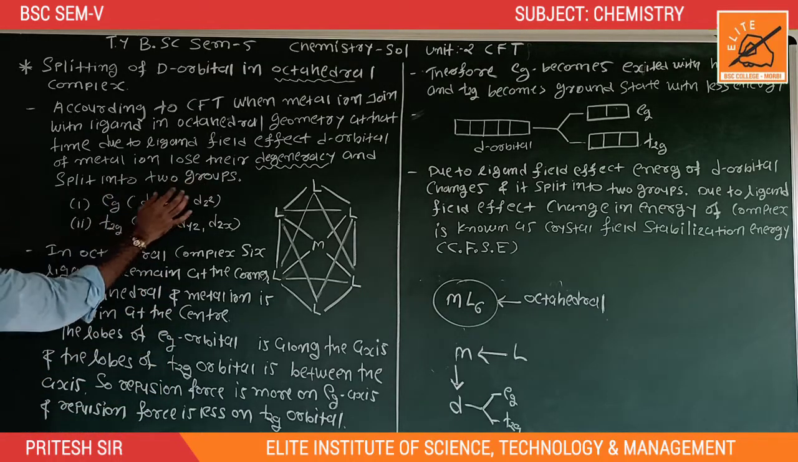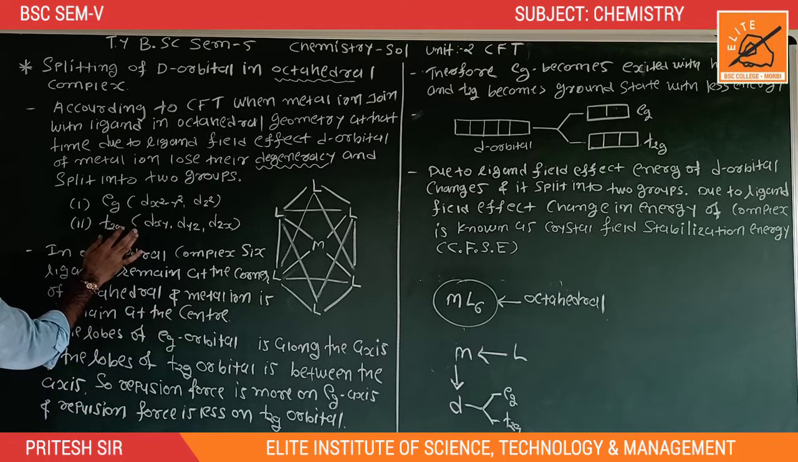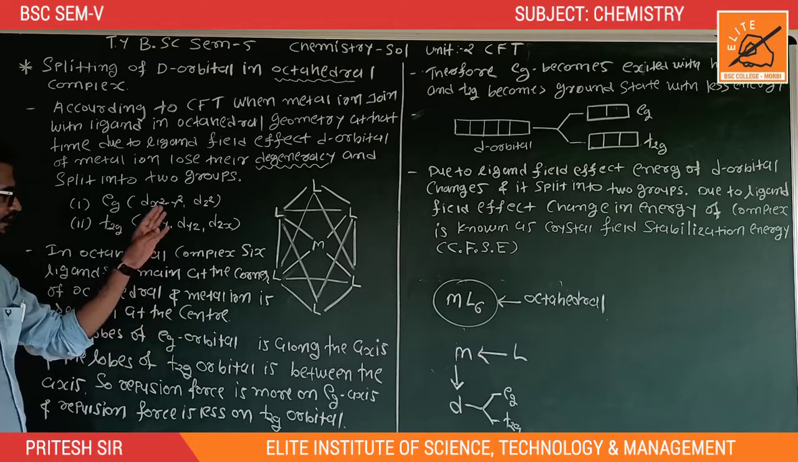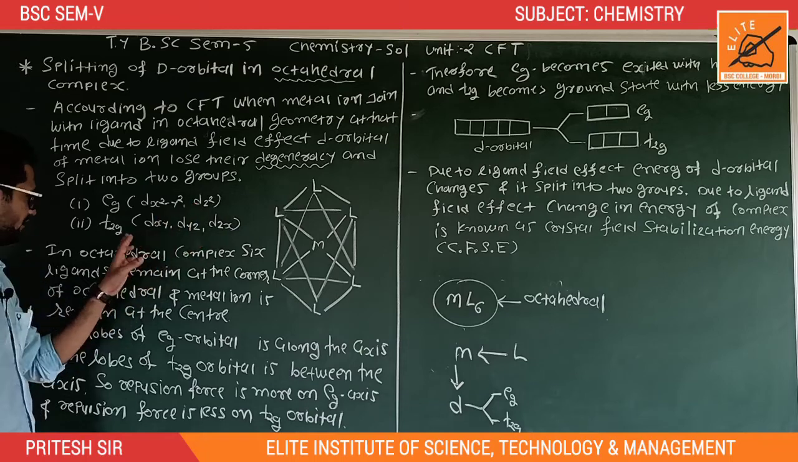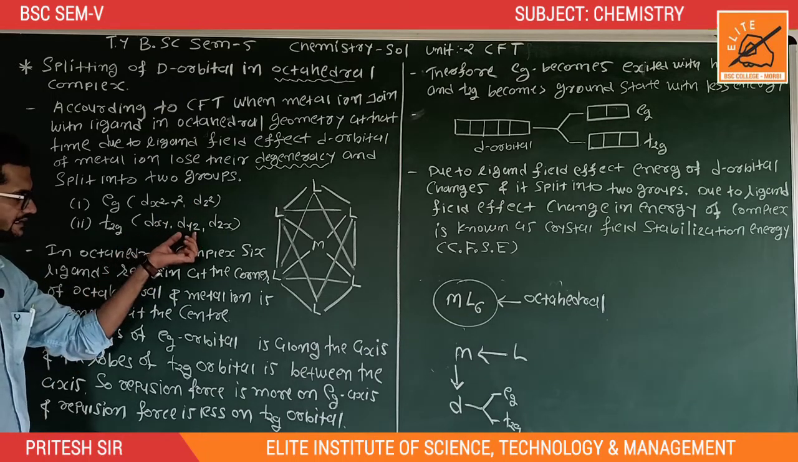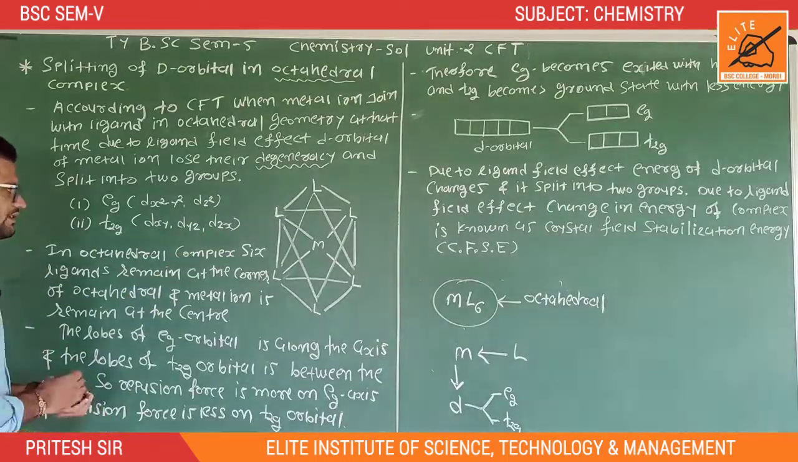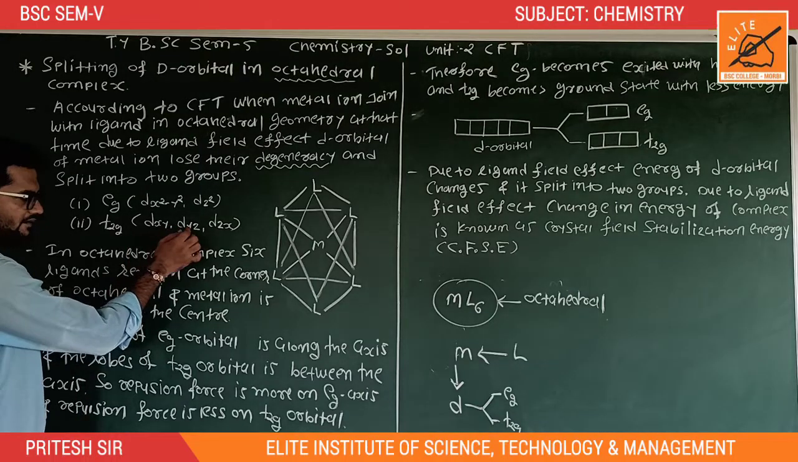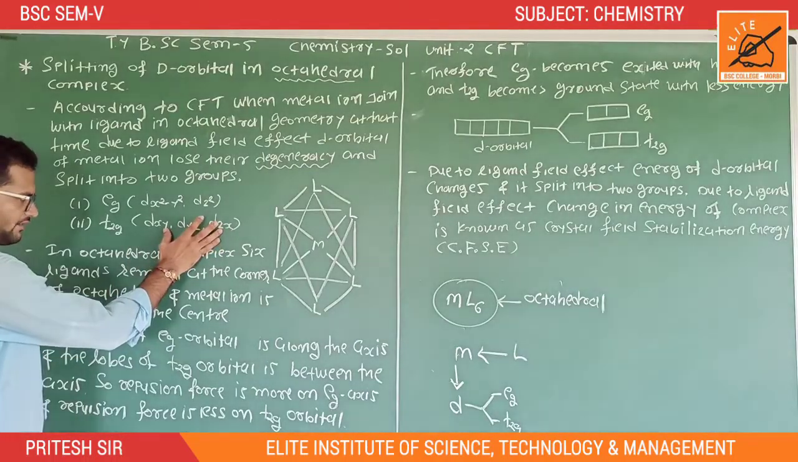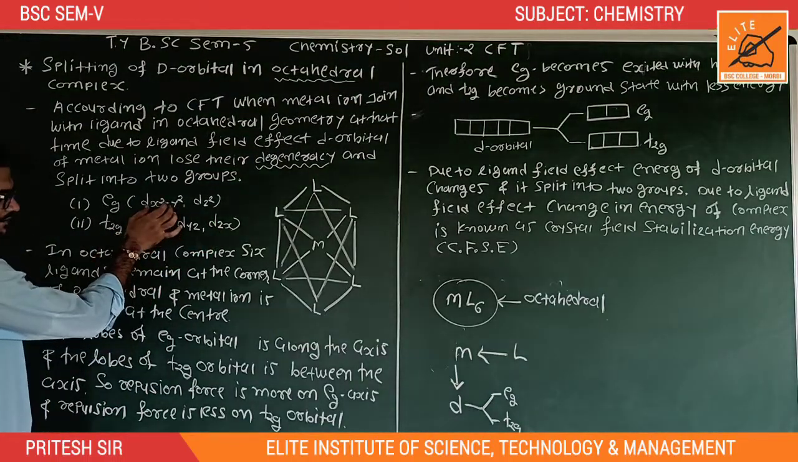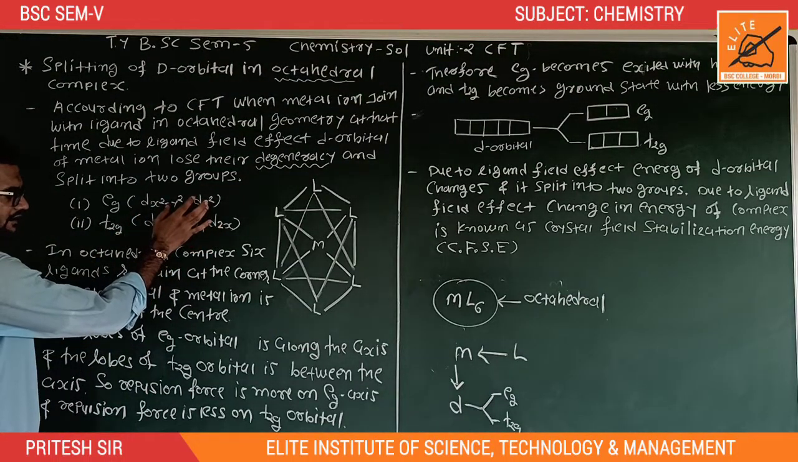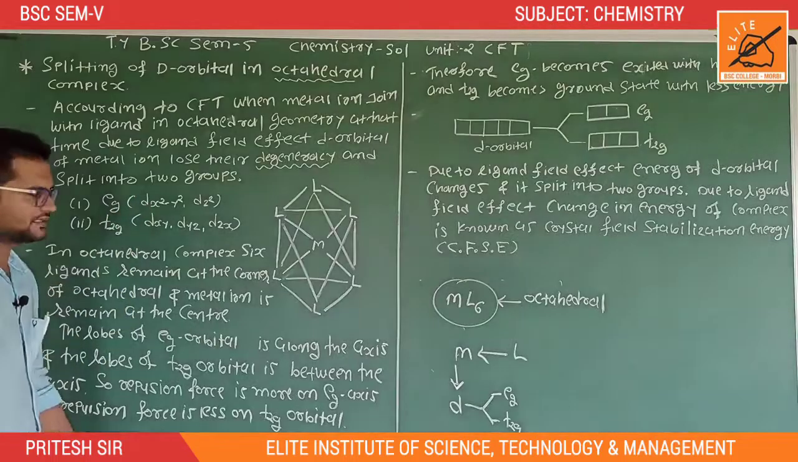The two groups are Eg and T2g. Eg means dx square minus y square and dz square, and T2g means dxy, dyz and dzx. These three suborbitals dxy, dyz and dzx create one group, known as the T2g group, and dx square minus y square and dz square create another group, known as the Eg group.